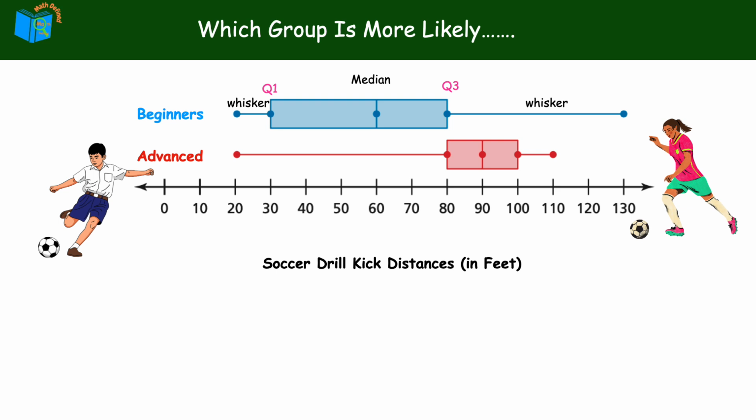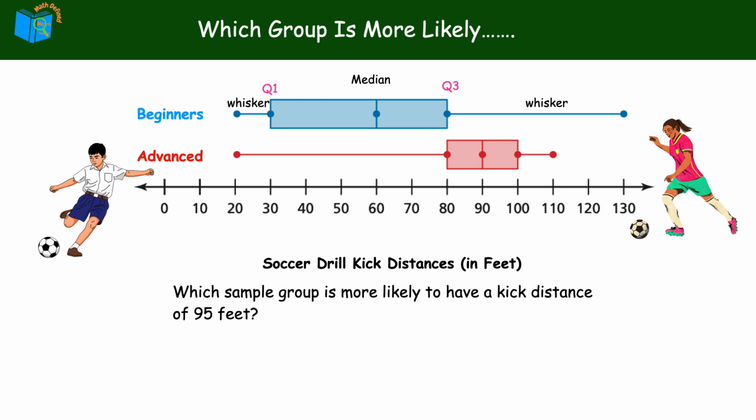Now let's take this one step further. What if we're looking for a kick distance of 95 feet? Which sample is more likely to include that value? If you look at the plots, 95 falls right inside the middle of the advanced sample. So based on these graphs, the advanced group is more likely to have a kick that distance.